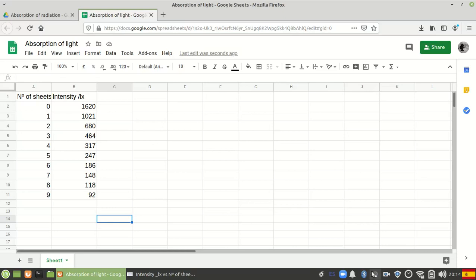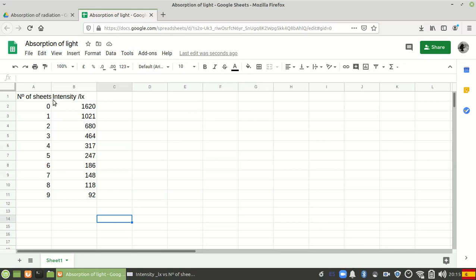Okay, here are the results that I took earlier. I took these numbers by watching the video again and reading the numbers as best as I could as I put the pieces of paper over the light sensor. And I've put these into a Google Sheet, that's Google's online spreadsheet service.